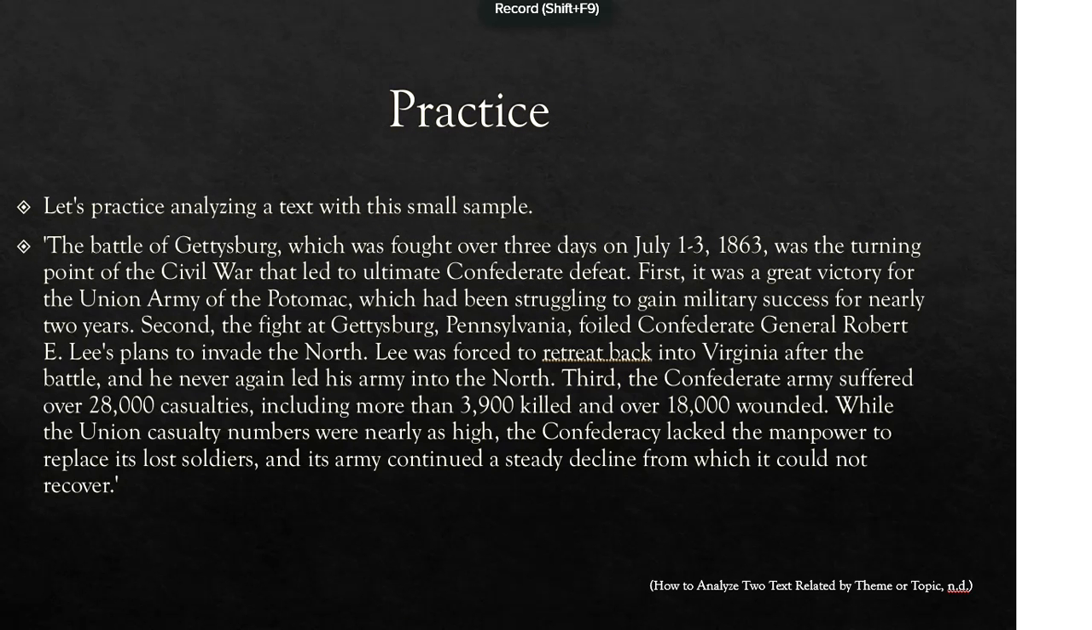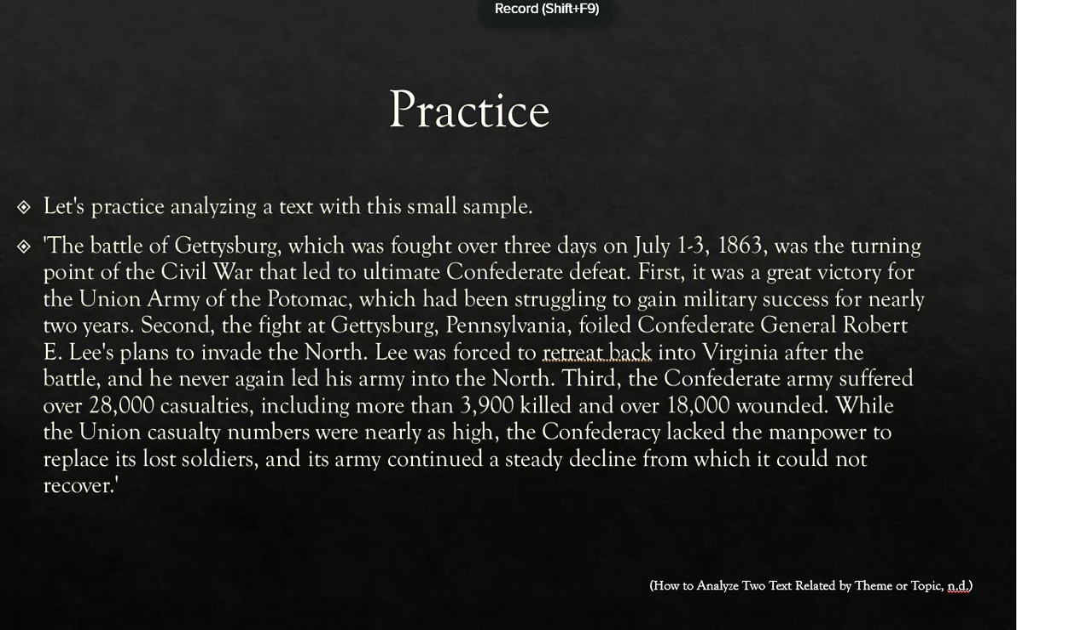All right, so let's practice. The Battle of Gettysburg, which was fought over 3 days, July 1st through the 3rd of 1863, was the turning point of the Civil War that led to ultimate Confederate defeat. First, it was a great victory for the Union Army, the Potomac, which had been struggling to gain military success for nearly 2 years. Second, the fight at Gettysburg, Pennsylvania, foiled the Confederate General Robert E. Lee's plans to invade the North. Lee was forced to retreat back into Virginia after the battle.